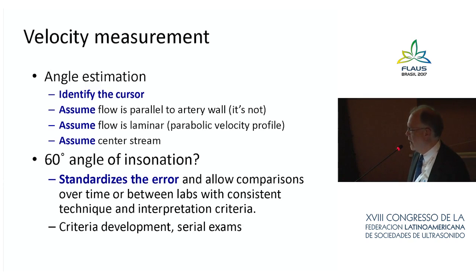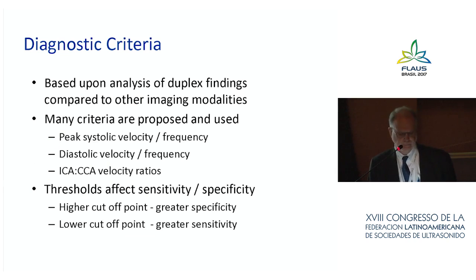There's nothing particularly magical about the 60-degree angle, although the cosine of 60 degrees is 0.5, which makes calculations a little bit easier. The important thing about it is that it standardizes the error that's involved in the calculations that we were just talking about, so that from exam to examination, we can be fairly confident that if we use the same Doppler angle and make sure the cursor is appropriately aligned, we're going to have measurements that will be comparable from day to day and sonographer to sonographer.